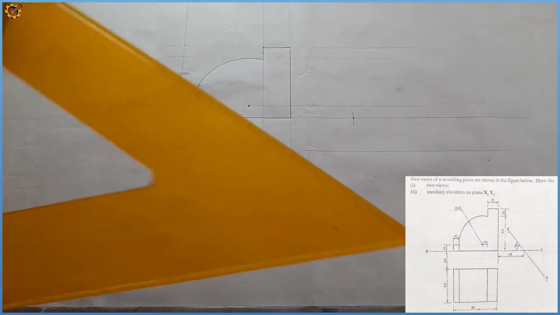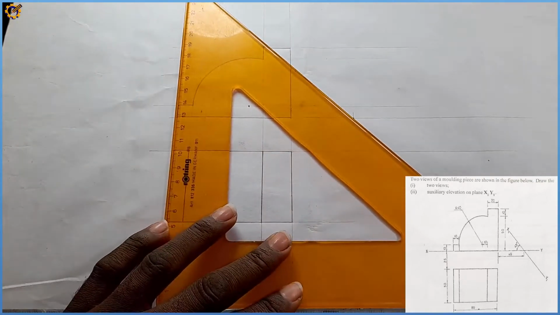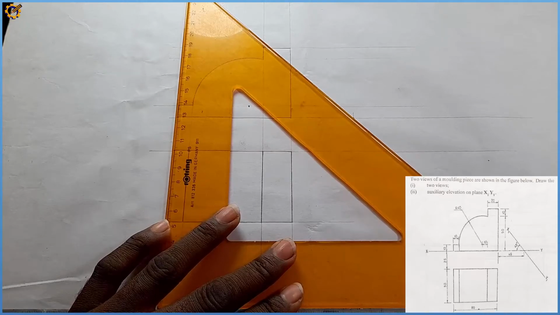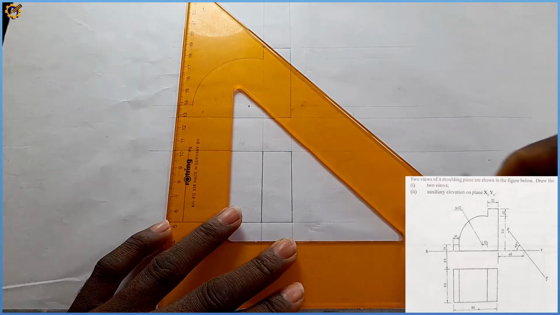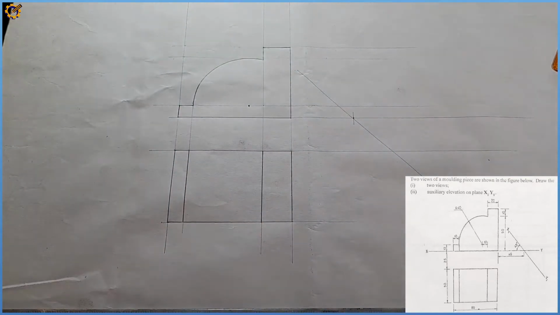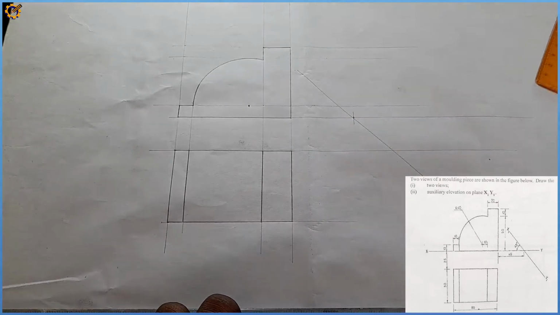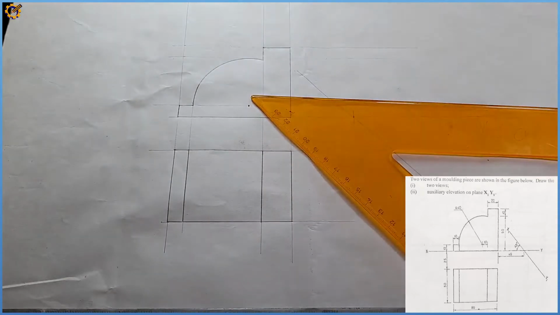Okay, next thing is to draw my 45-degree line. So with my 45-degree set square, sitting comfortably on my T-square, I draw this faintly. As you can see, that's my x and x1 y1 plane. Okay, so that is it right there. So since we are producing the auxiliary elevation, I'm going to be projecting every area on my plan using my 45-degree set square. Take note, using my 45-degree set square.